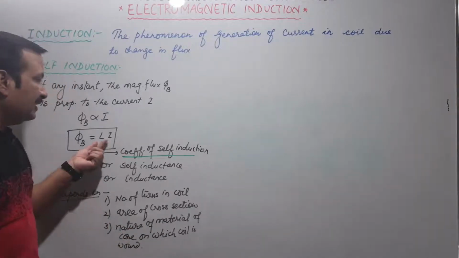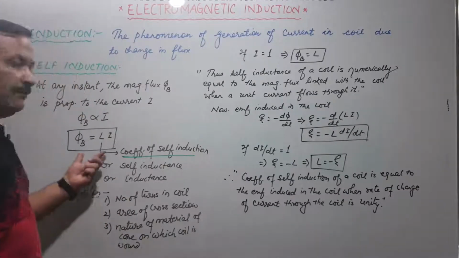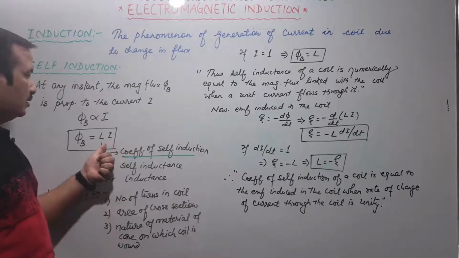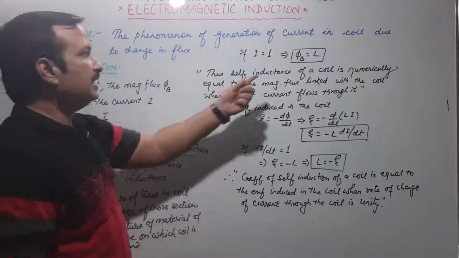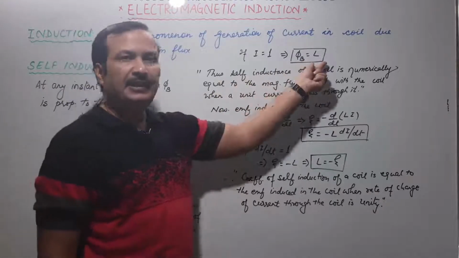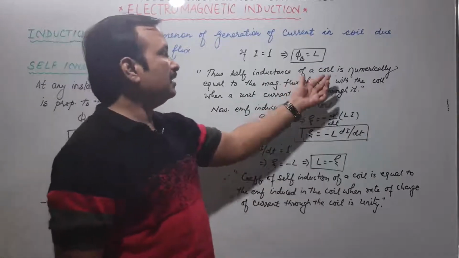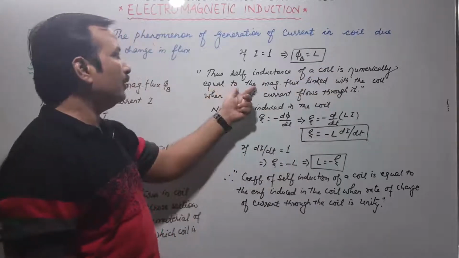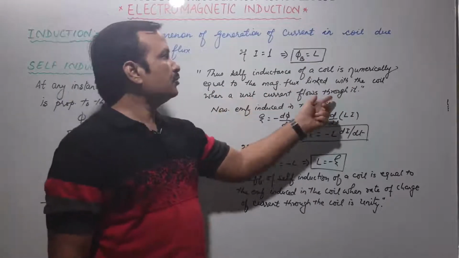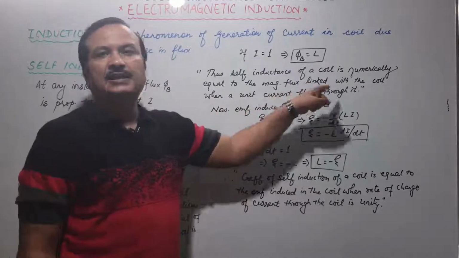Now we will define this L, and this can be defined in two ways. So we have phi is equal to Li. If we take this I as 1, what will we get? Phi is equal to L. That means the self-inductance or the coefficient of self-induction of a coil is numerically equal to the magnetic flux linked with the coil when a unit current flows through it. We have taken current 1, so obviously we say when a unit current flows through it.